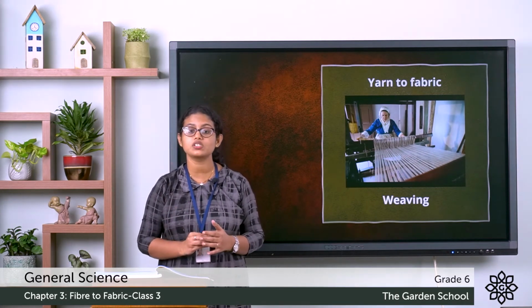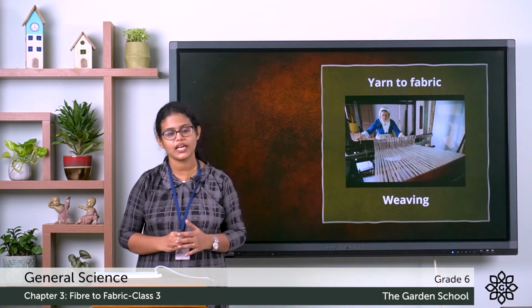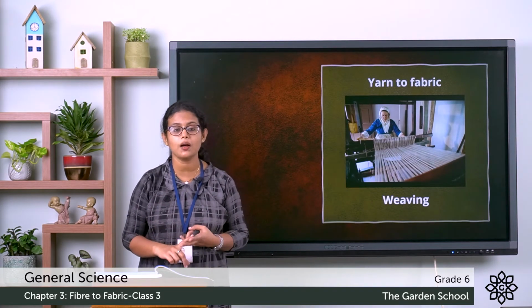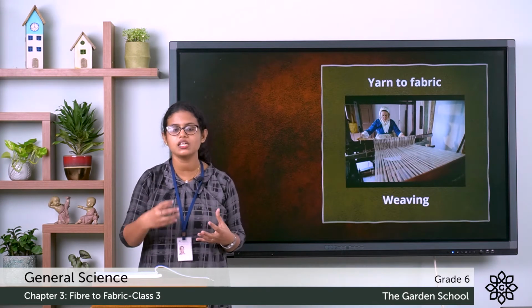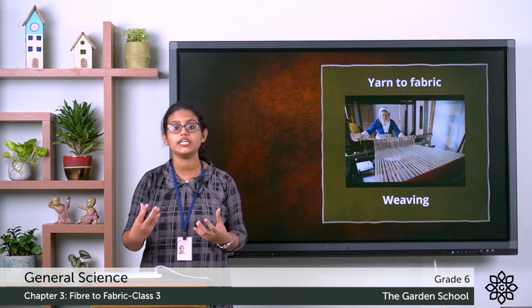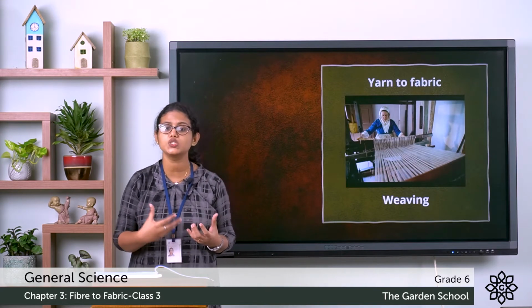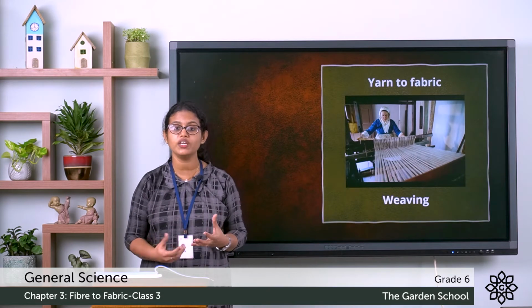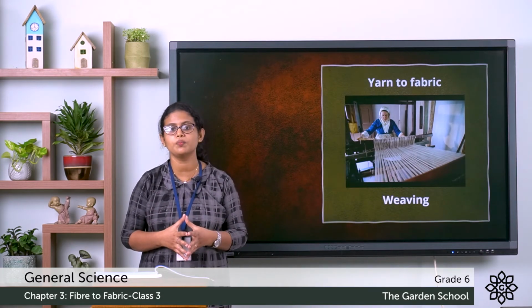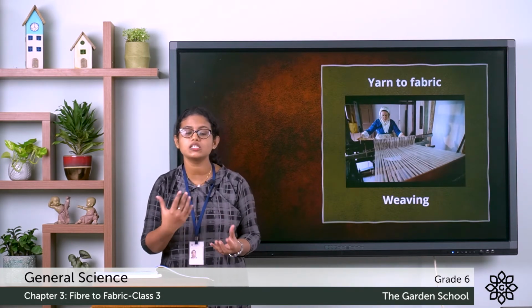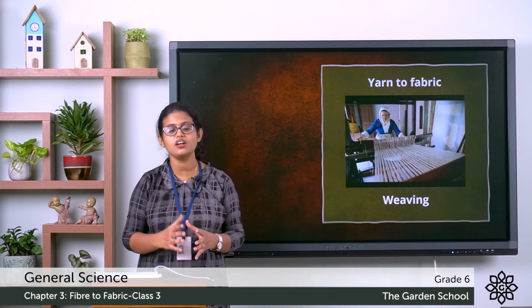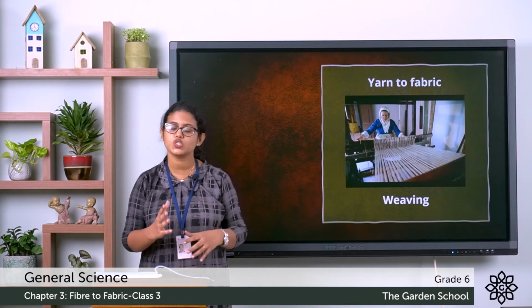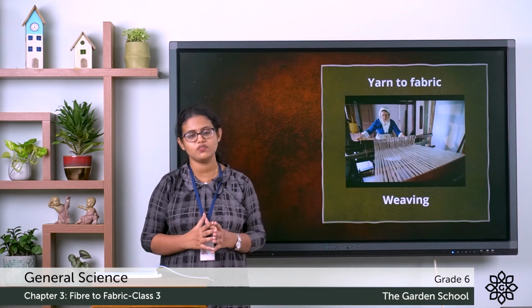Which is the first process? It was ginning. That means the fiber is separated from the plant part. Then comes spinning. That means the clean fiber is converted into yarn. Then comes weaving or knitting. In weaving, two yarns are arranged together to make a fabric. When a single yarn is woven into a fabric, what do we call it? We call it knitting. So these are the different processes involved.